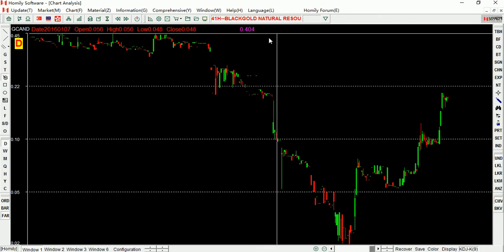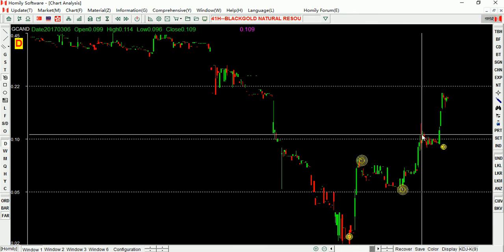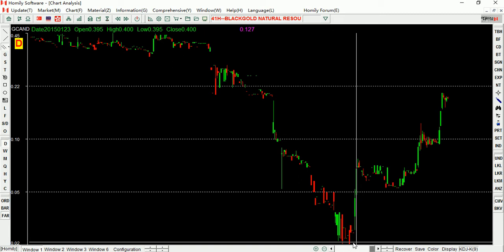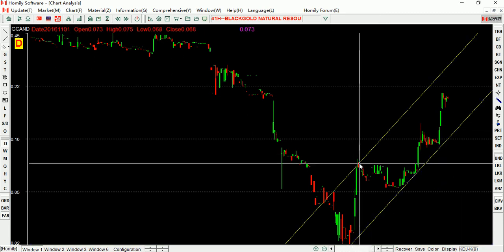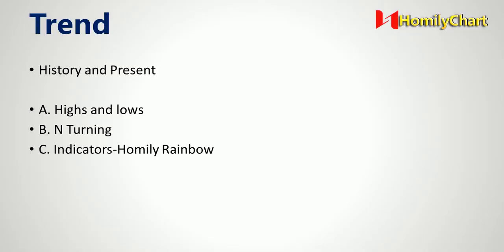So we can know this is a downtrend. But for the current price, looking at the low point and the high point, we can confirm the trend is an uptrend, right? If we confirm this is the uptrend, we can draw the trend line. You should judge the buy and sell points according to the trend line. If the price touches the support, maybe you can consider buying. If the price touches the resistance, you can sell first. Okay, so this is the trend. You can use highs and lows to judge whether the trend is an uptrend or downtrend. The next one.